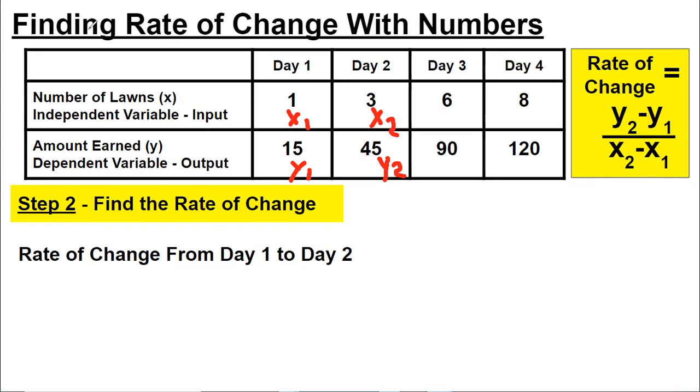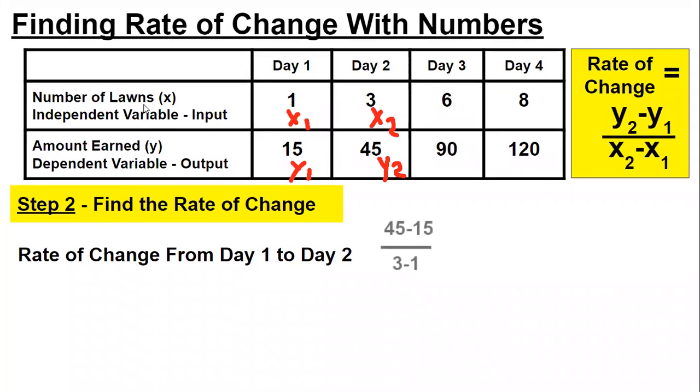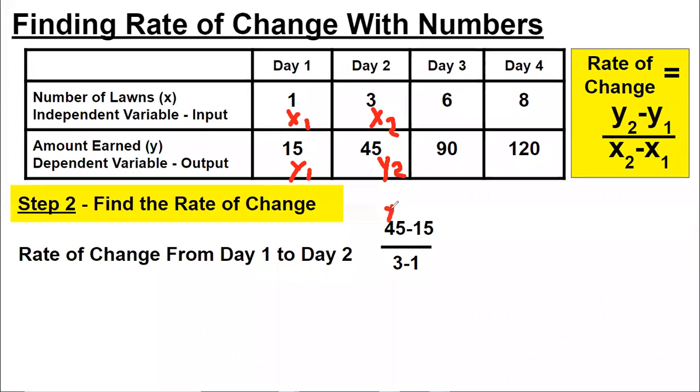Now, how do we figure this out? Well, we have our y2 and our x2 and our y1 and our x1. We just plug it into our formula that you're going to have to memorize. So the 45 is coming from our y2. The 15 is coming from our y1. And notice how the 3 is my x2 right below my y2. And my 1 is my value right below the y1.